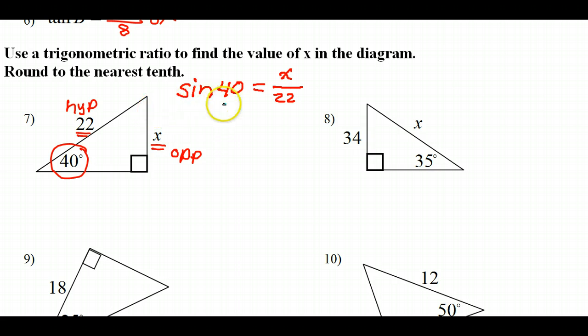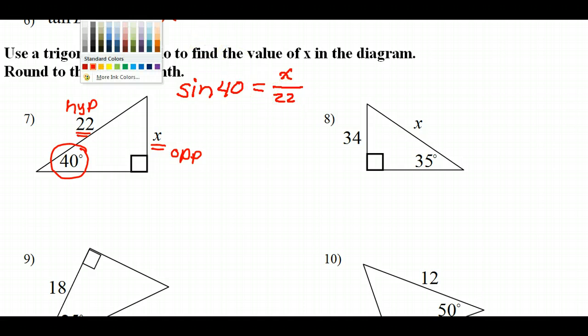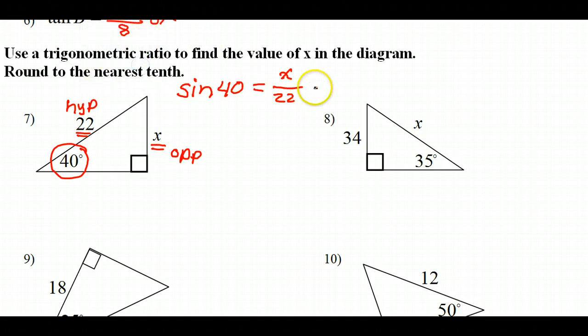Now, look, sine 40, that's just a decimal. Your calculator can generate that. Don't worry about that yet. But sine 40 is its own thing. How will I get rid of the 22, though? I need to get x by itself. I'm going to multiply both sides by 22. So everybody do this. Times 22, times 22. That way these 22s are going to cancel each other out.